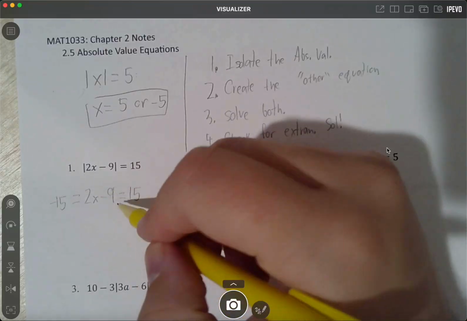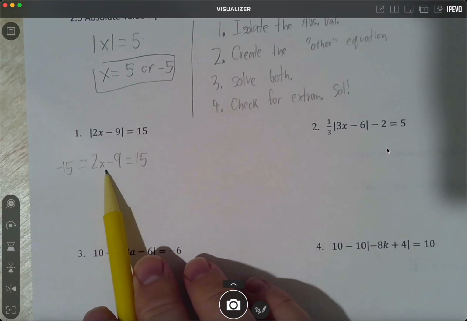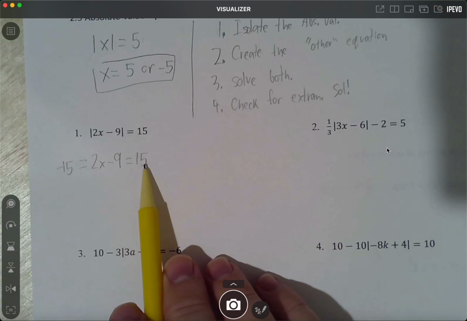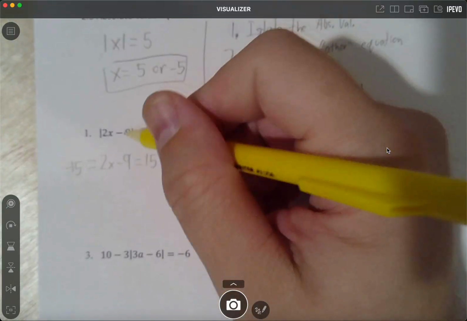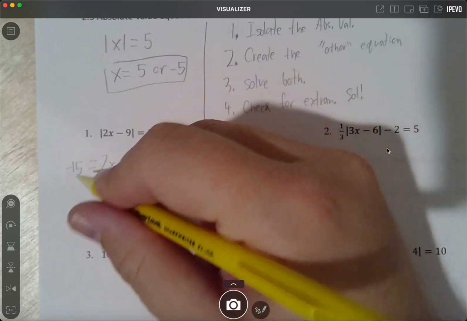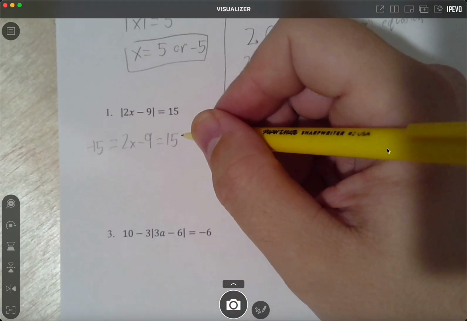So that's effectively what I'm doing right here. I'm saying, yeah, my absolute value is isolated, so I can just say it could be positive 15 or it could be negative 15. I just don't like writing the equations twice and doing almost the same work. I'd rather be a little bit lazy and not have to write 2x minus 9 more than once, so I write it like this. What do we do then? Well, we just solve like normal.